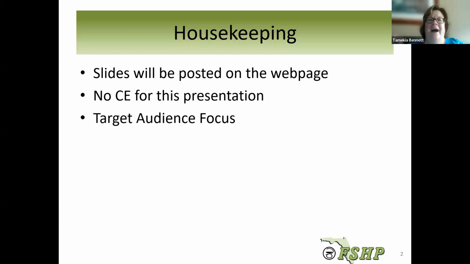So just a couple of housekeeping notes. Slides will be posted on the webpage shortly hereafter, probably not tonight, but probably by next week. This is not a CE presentation, and I want to ensure that no one is disappointed by stating that the target audience focus tonight is on residents, students who want to do residencies, and pharmacists who want to just upgrade their PowerPoint presentation skills.